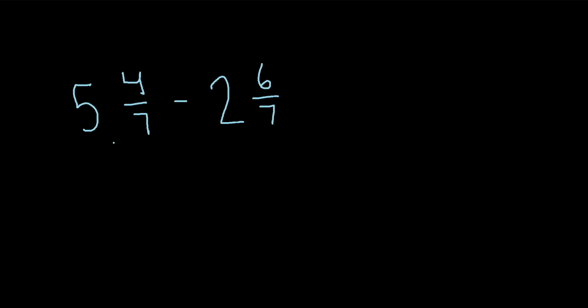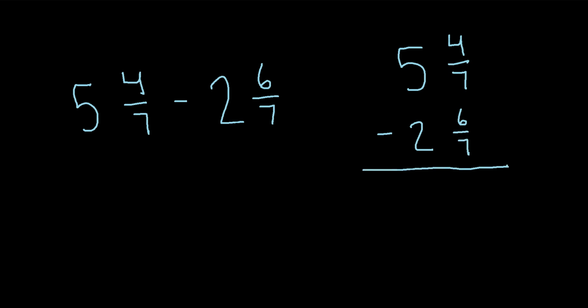Let's say we want to do 5 4/7 minus 2 6/7. So once again, I find that it helps if you can just rewrite this problem by stacking the mixed numbers on top of each other. So 5 4/7 minus 2 6/7. So once again, we'll start by saying, can we do 4/7 minus 6/7? No, we can't, because 6/7 is greater than 4/7. So what we have to do, again, is borrow from this whole number.